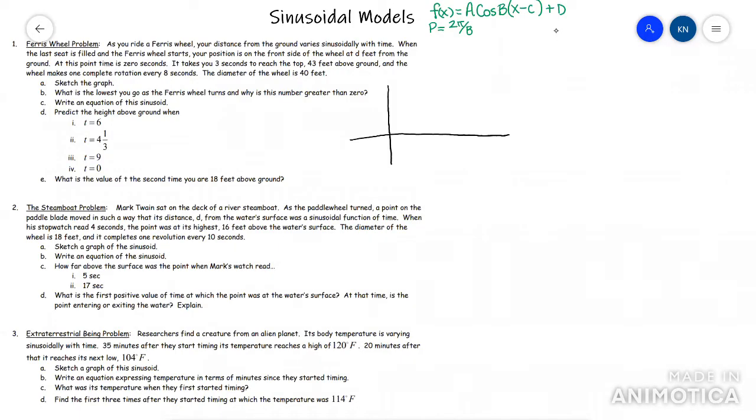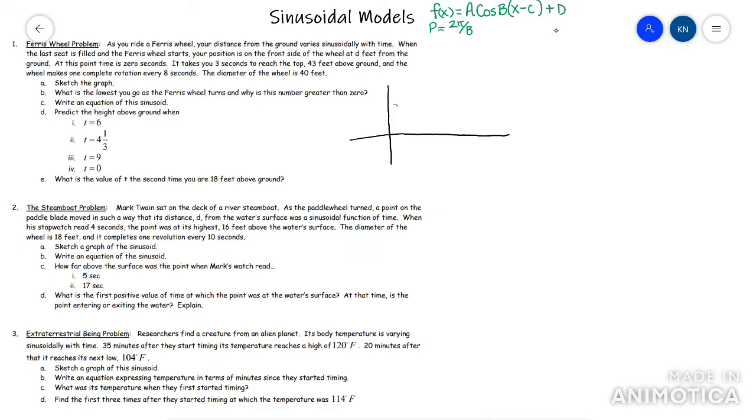All right, this video is going to cover sinusoidal models. I'm not going to sugarcoat it. This is going to be difficult. The reason is because you're going to first have to draw an accurate graph. Then from that graph, you're going to have to make an equation. Then from that equation, you're going to have to solve. So let me show you what I mean.